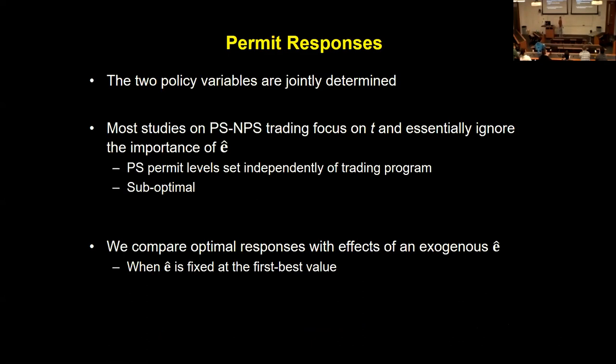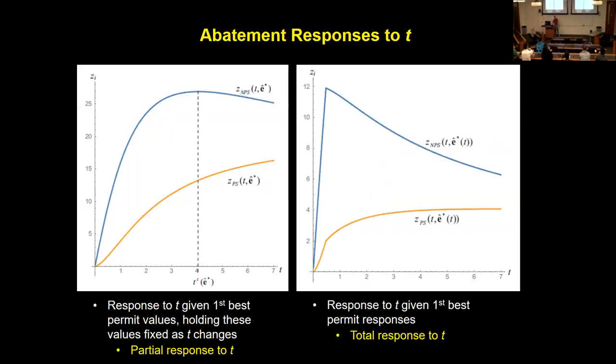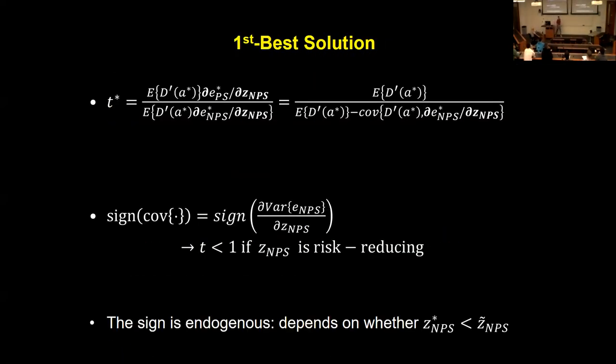You could learn by abating. Not close, what do you mean closing the variance? Yeah, we would like the variance to be smaller. Yeah. Well, you're not learning per se. I mean, it could be that it's an optimal thing to have abatement be risk increasing.